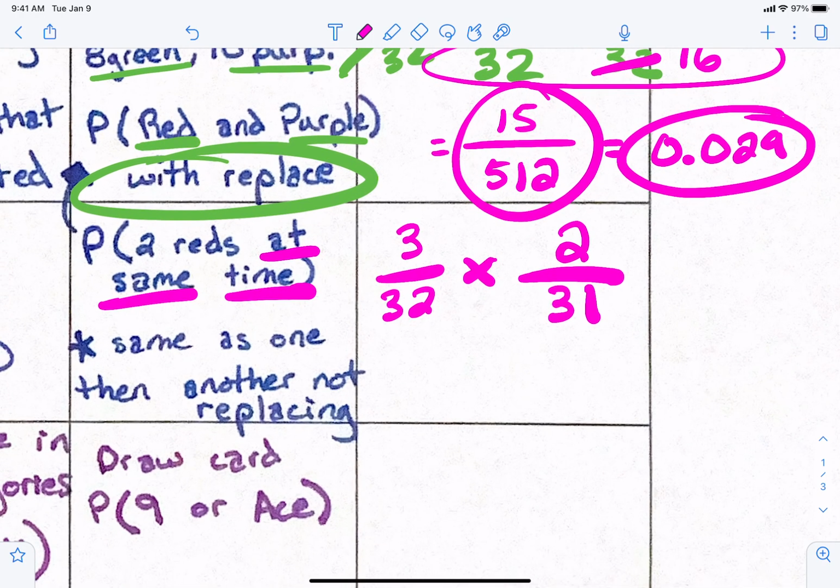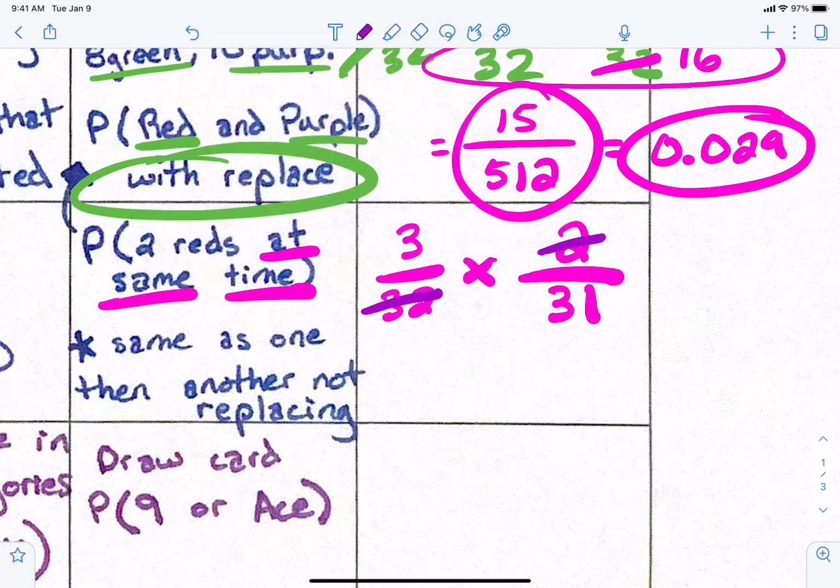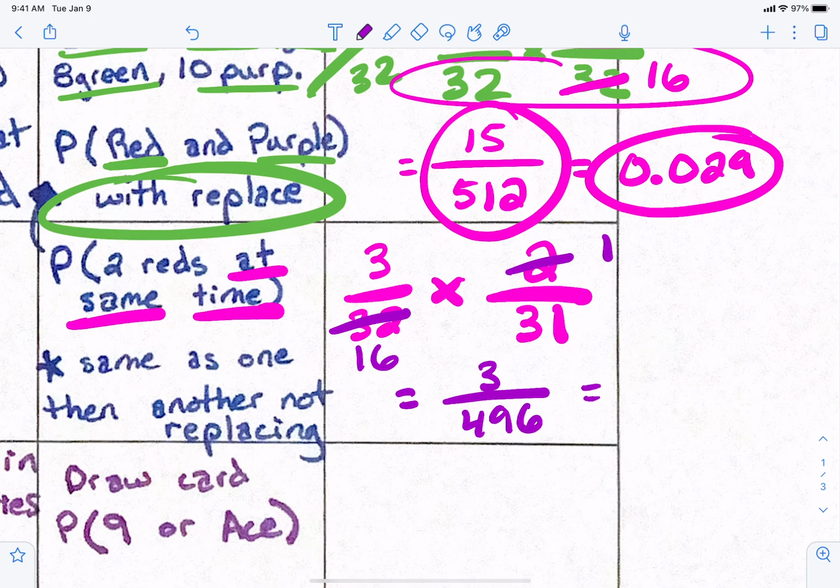Okay, so reducing, 2 and 32 will reduce. I can cross reduce 1 and 16, and I think maybe that is all I can reduce by. So on the top, 3 times 1 is 3. 16 times 31 is 496. What's 3 divided by 496 as a decimal?